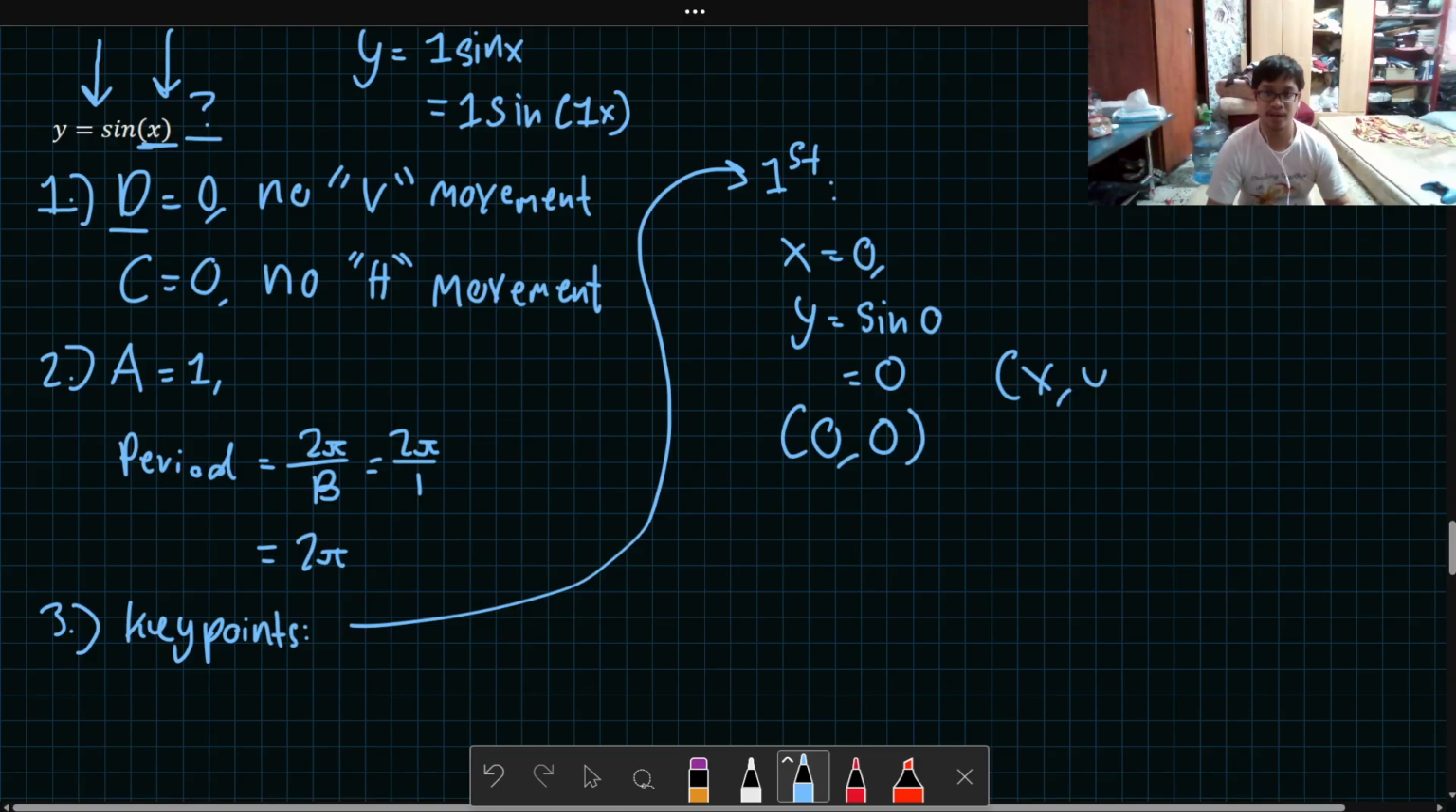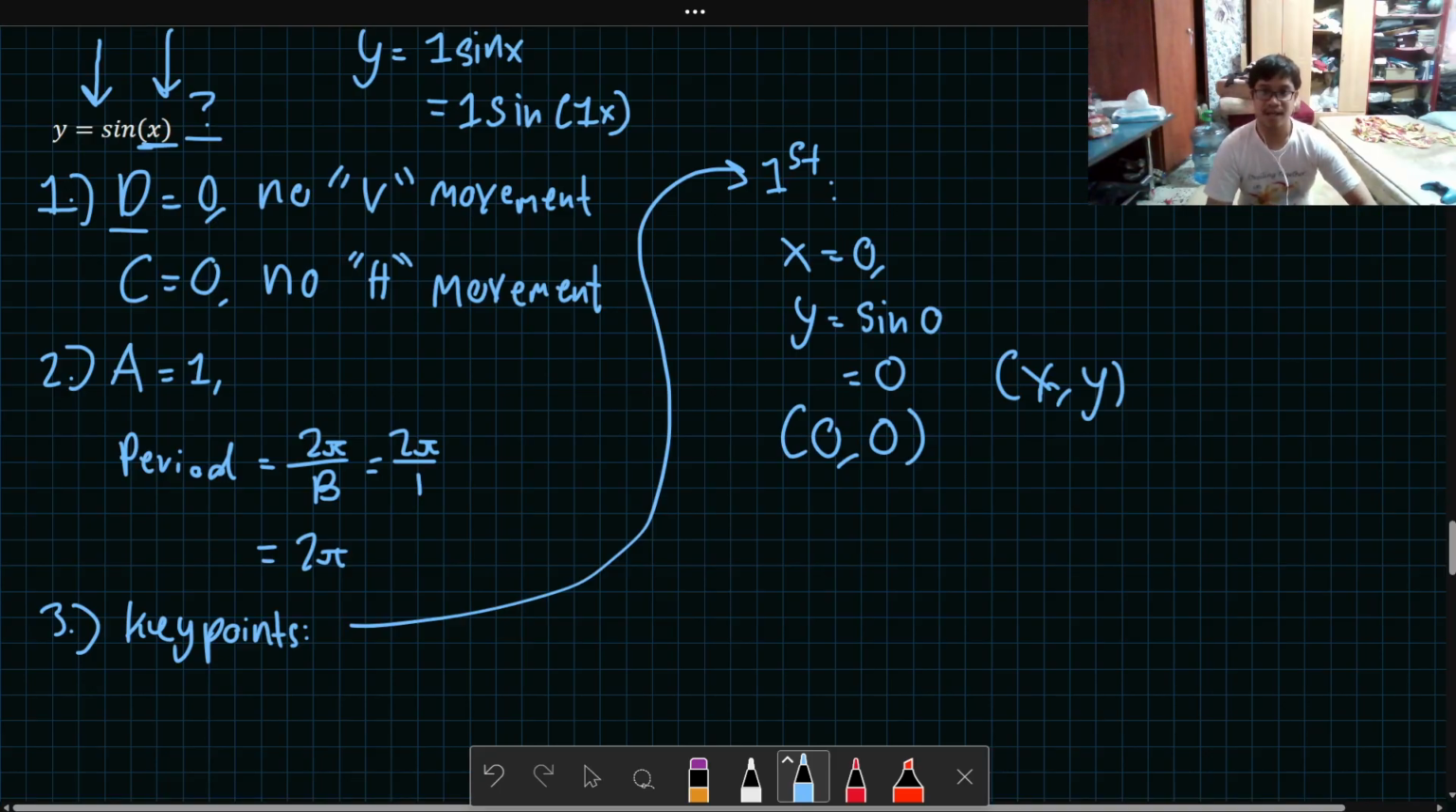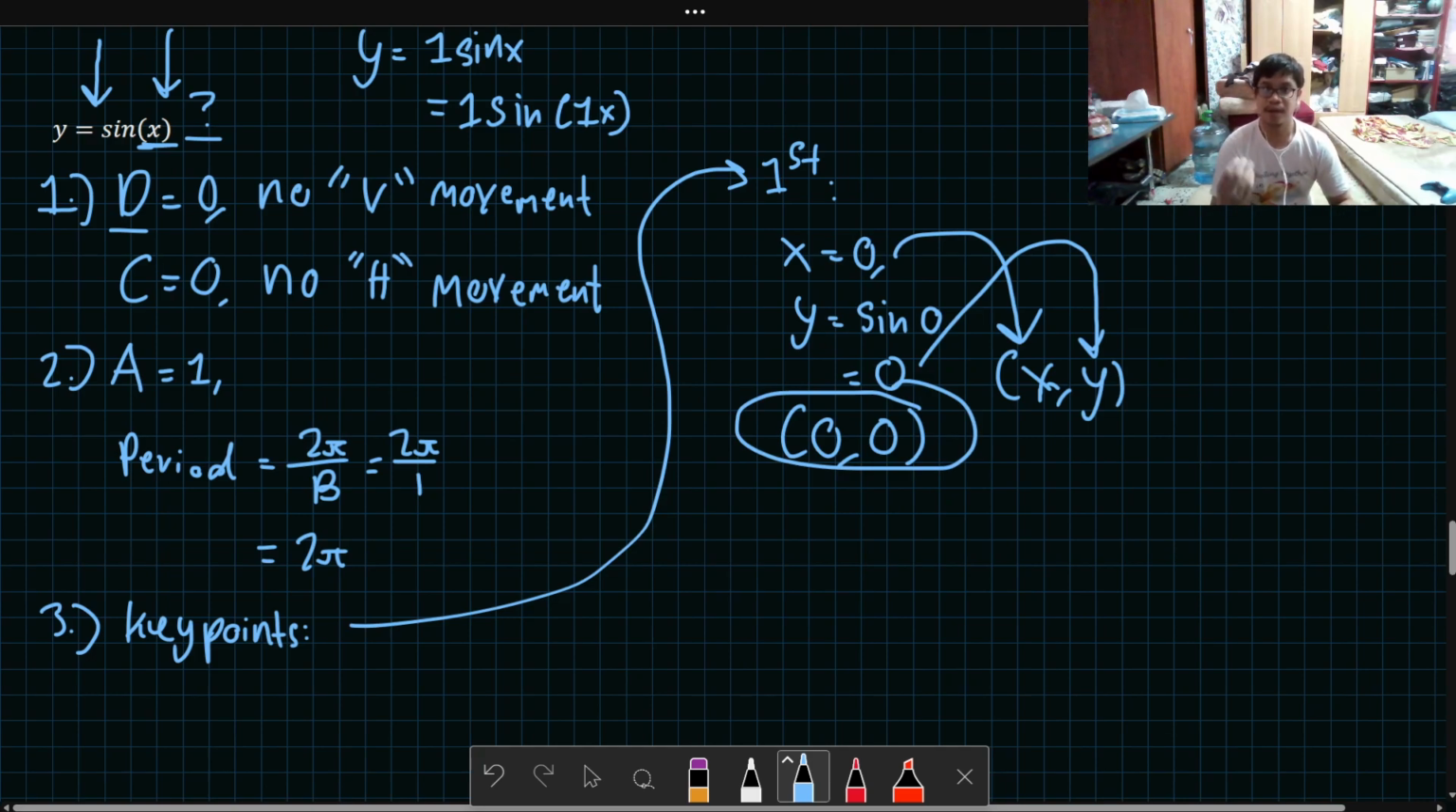The ordered pair would look like this, x, y. All right? And because we're going to trace key points, of course we need to know the x coordinate and the y coordinate, so that we can plot it out during graphing. So here we found out that x is 0, so we will put it here, and we found out that y is equal to 0, so you have 0, 0 as your first key point, which implies that the location of your first key point is at 0, 0. Okay, so that's it. Now let's find the other key points.